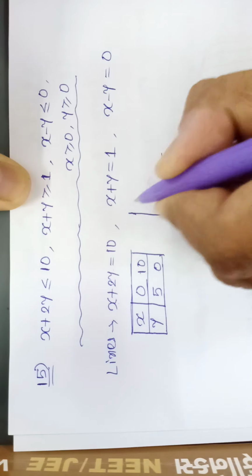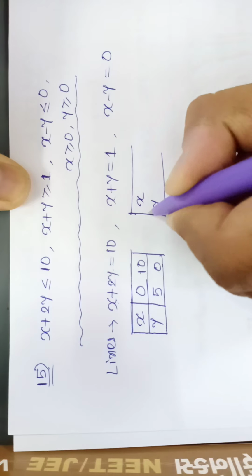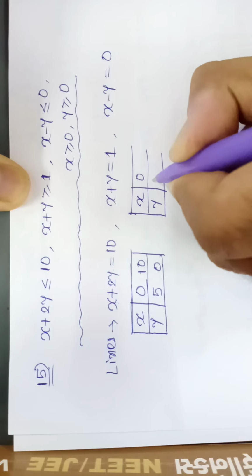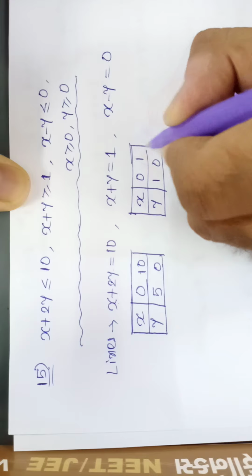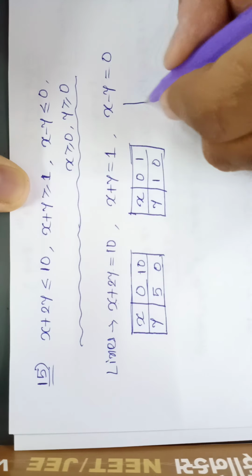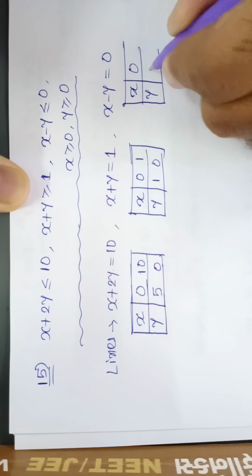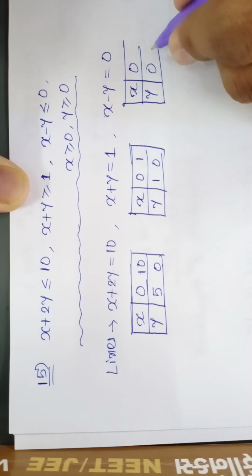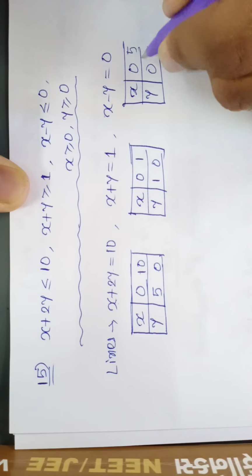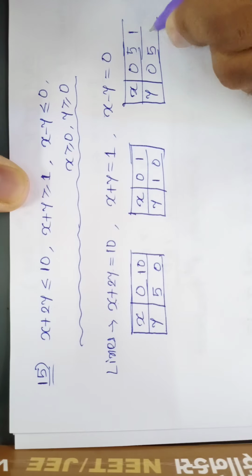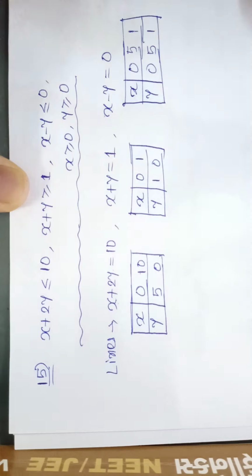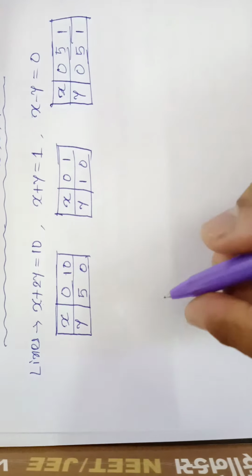Here is x and y again. Then here it is very easy. X is 0, then y is 1. Y is 0, then x is 1. For the third line, x and y are the same. It means this line passes through the origin. 0 then 0, 5 then 5, and 1 then 1. There are several points, 10 then 10 we may also write. Okay, now let us draw.